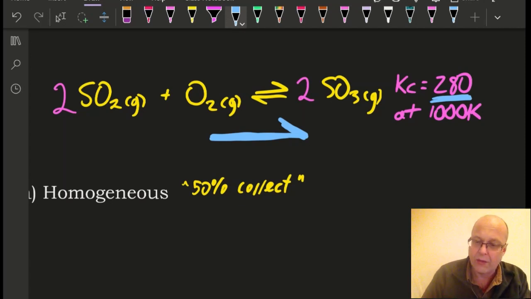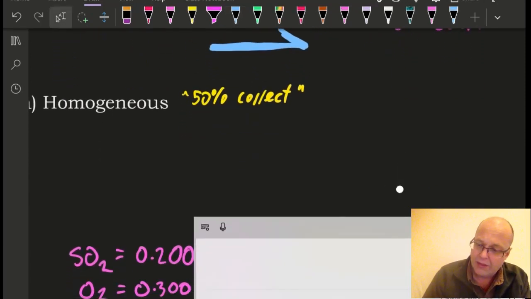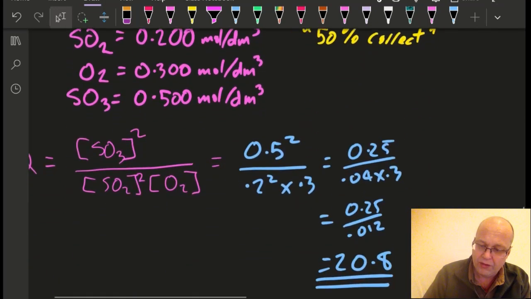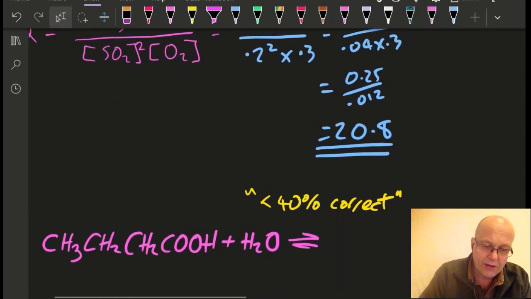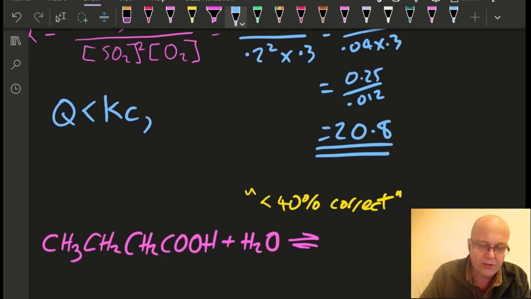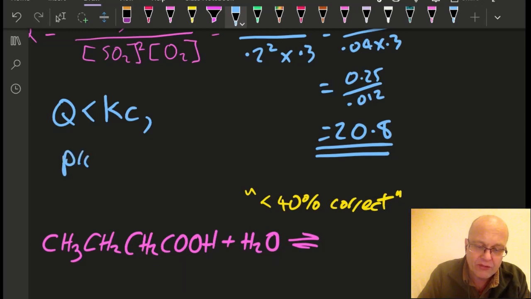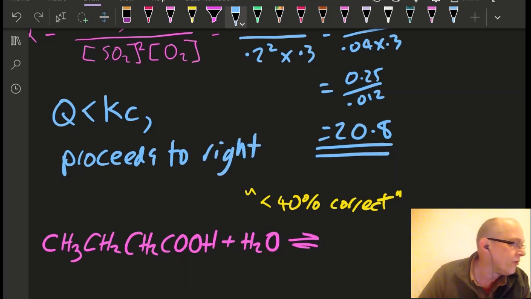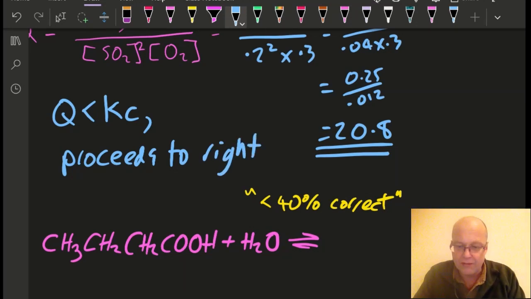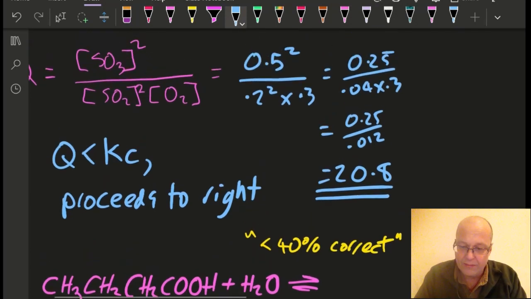So what's the question? The direction. I think it's going to the product side. The reason why is because Q is smaller than Kc. So since Q is smaller than Kc, it's moving towards the product side. I don't know how they phrase that. Proceeds to the right. I can never remember that. So it's proceeding to the right. I don't think you should be saying shifting because that implies equilibrium is established. Okay, so I probably would have lost a point there for my terminology. 40% got that correct.